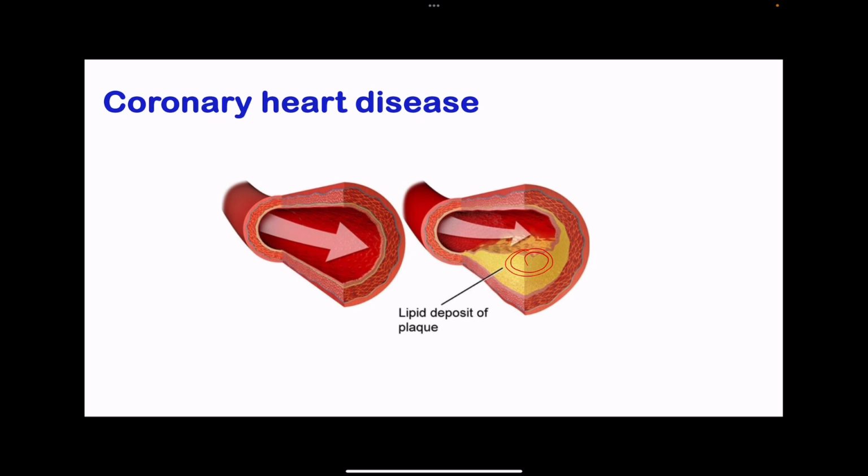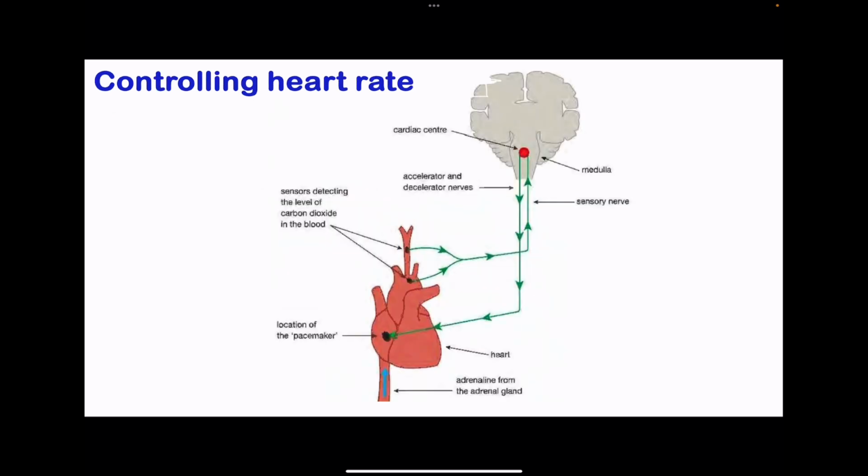There is stress, which raises blood pressure, and if blood pressure is high, of course, there is going to be damage to the arteries. There is lack of exercise. Regular exercise reduces blood pressure, leading to the strengthening of the heart. The next part is looking at how the heart rate is controlled.